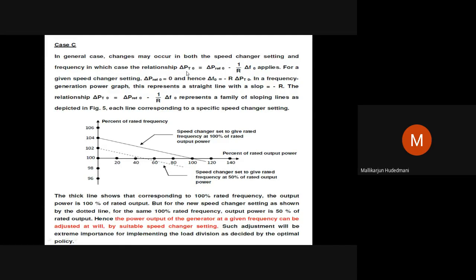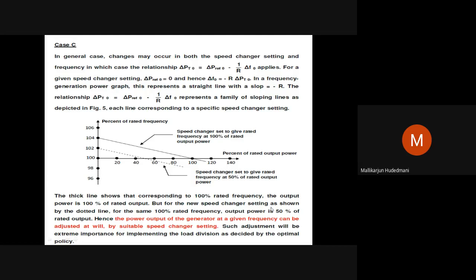If turbine power needs to be controlled with the speed changer at 0, turbine power is directly proportional to frequency deviation. If the turbine is not to adjust itself, it is required to set the speed changer, which is nothing but the required power change. This is the relationship. A line intersecting at 100% means the speed set point is 100%. So suppose turbine power is 0, then P reference must be 100%. If the set point is 50%, then automatically 50% will coincide with the line of 50 over here. So the thick line shows the curve corresponding to 100% rated frequency. The output power is also 100%.